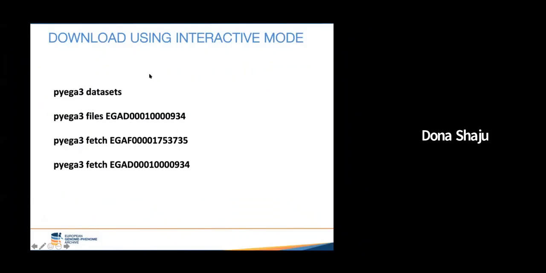So that's the download using interactive mode. You just have to mention PyEGA3 datasets, and then PyEGA3 files followed by the dataset ID, PyEGA3 fetch followed by the file ID, or if you want to download the dataset, it would be PyEGA3 fetch followed by the dataset ID.